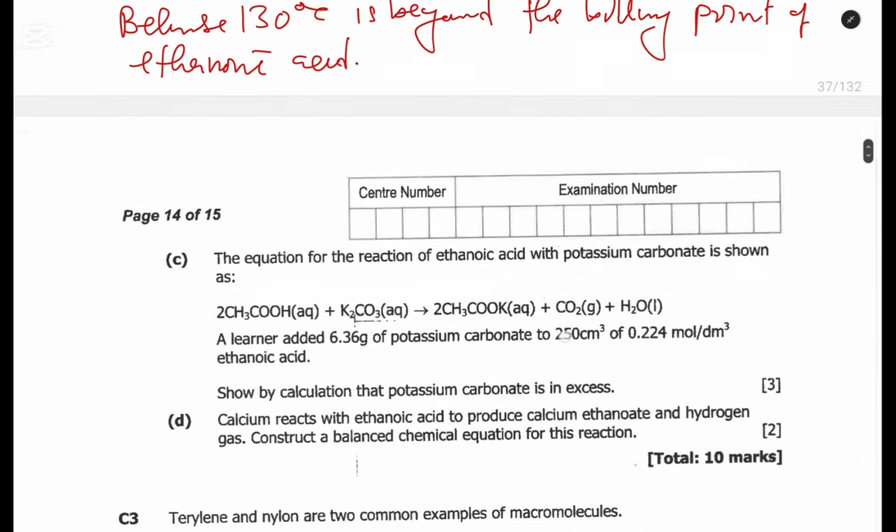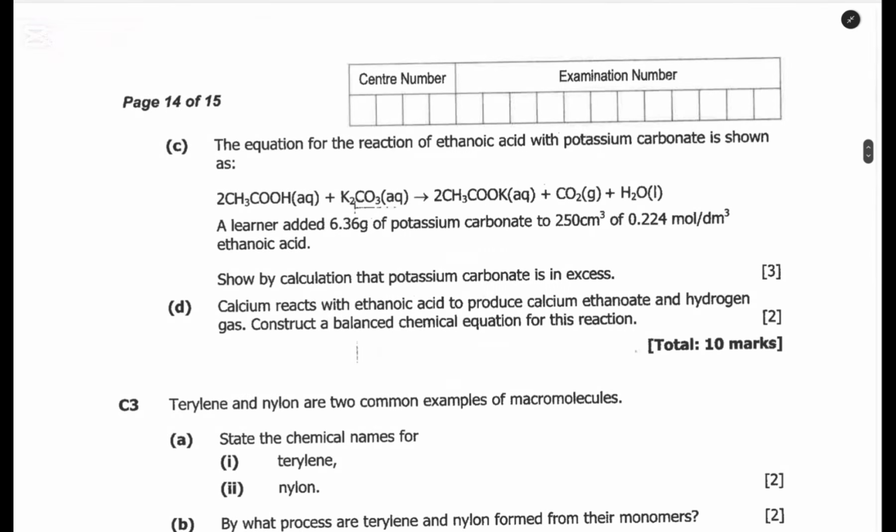That is question C. So for question C, the equation of ethanoic acid with potassium carbonate is shown as follows. As you can see, the equation, which is here, all right? So ethanoic acid, or acids generally, react with carbonate, and what is produced is a salt, carbon dioxide, and water. Whether strong acid or weak acid, the general reaction is just the same. So as you can see here, ethanoic acid reacts with potassium carbonate, which is a metal carbonate. What is produced is potassium ethanoate, which is a salt, plus carbon dioxide plus water.